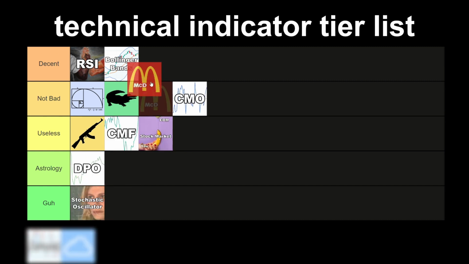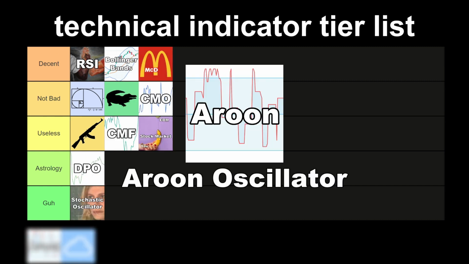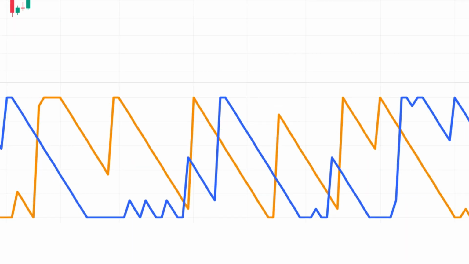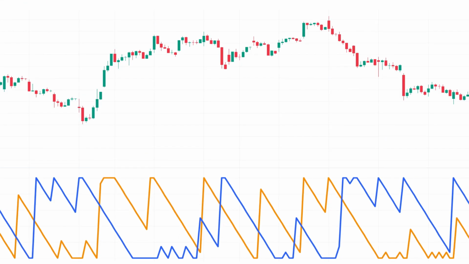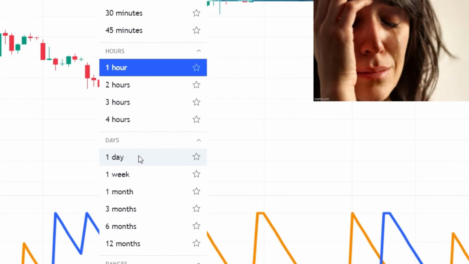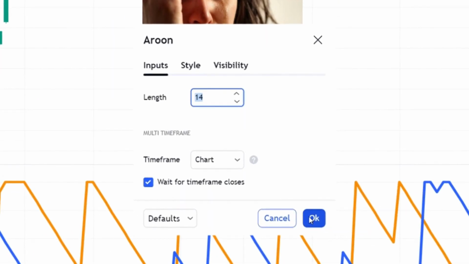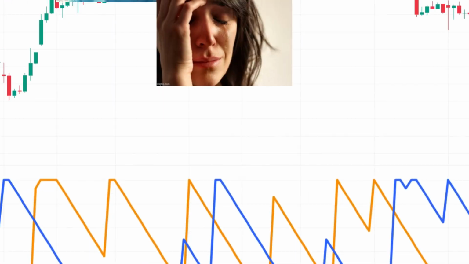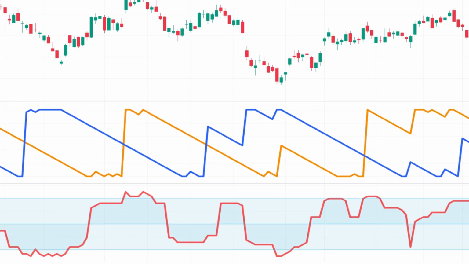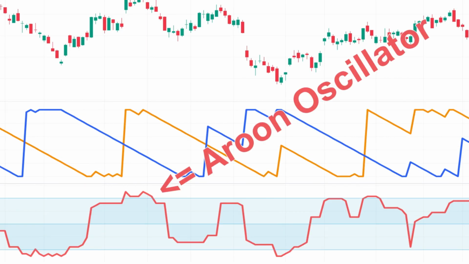Decent choice. Aroon oscillator. We have two lines again. The Aroon up and Aroon down line. They essentially show you how recently the last high or low was. Put your chart on 1 day, and set the indicator to 28 days, and it's basically a period tracking app for the stock market. The Aroon oscillator is the difference between those lines.